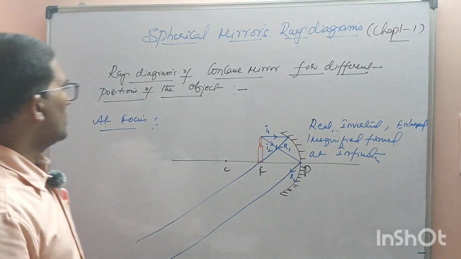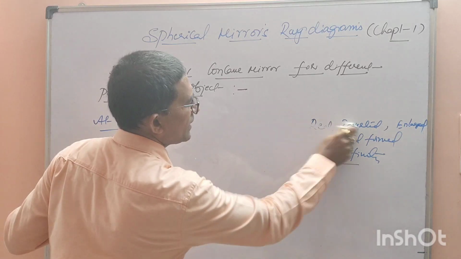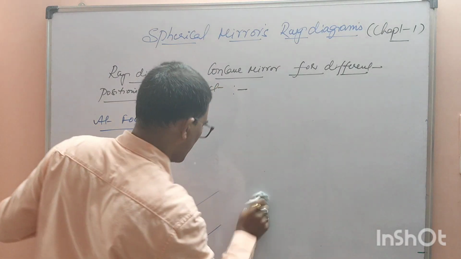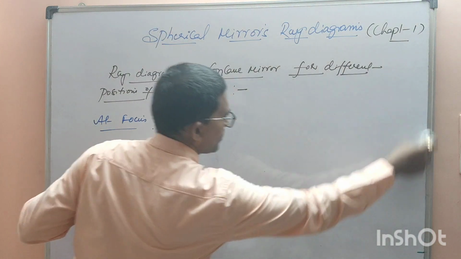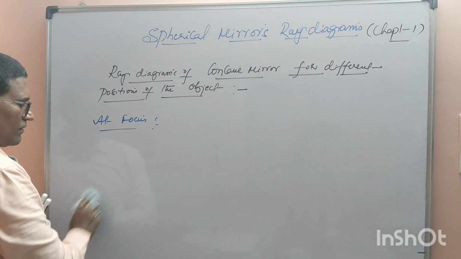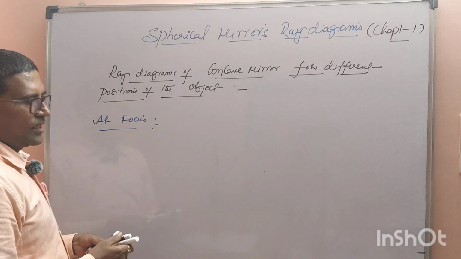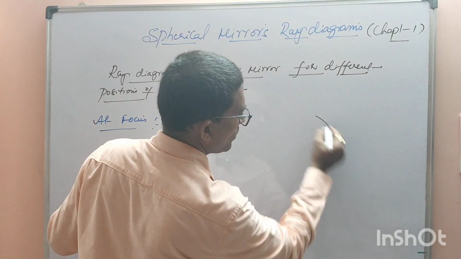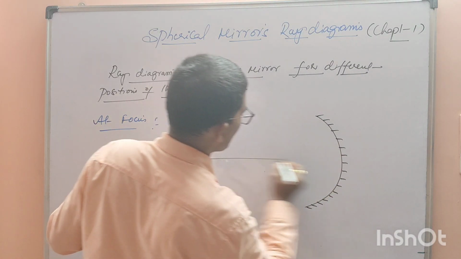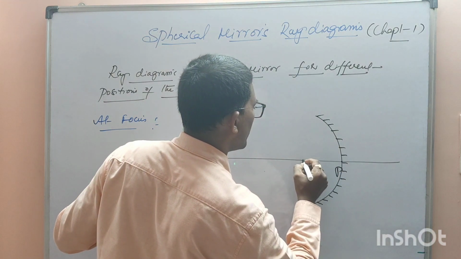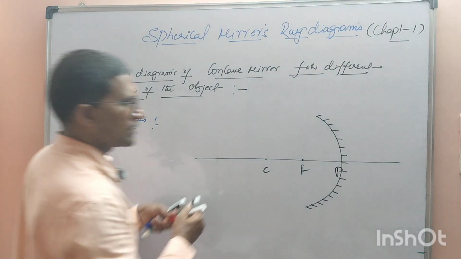Sir, what is the other way to draw this ray diagram? If the reflected ray is passing through the center of curvature, I will explain that also. Most of the books have that particular ray diagram only, but for the students' convenience and understanding, I explained this one initially. Now next we'll be talking about another way to draw this. This is the pole of the mirror, this is the focus and this is the center of curvature. Now the object is placed at the focus.